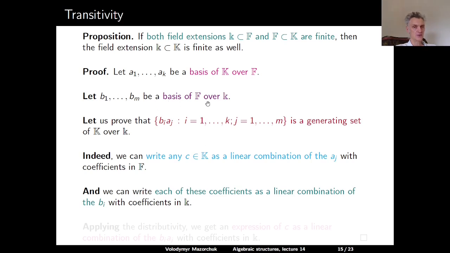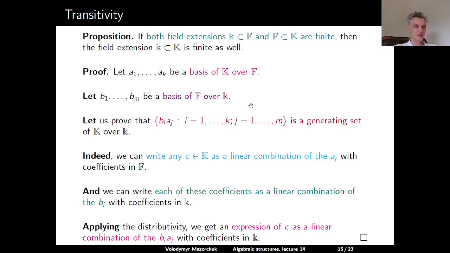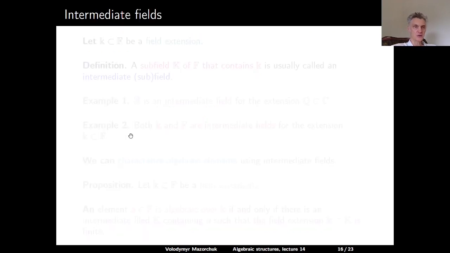This is because the Bi form a basis of F over k. And now if we apply distributivity, we get an expression of C as a linear combination of these Bi, Aj with coefficients in k. And so we see that capital K has a finite generating set over the little k, so it's finite dimensional.